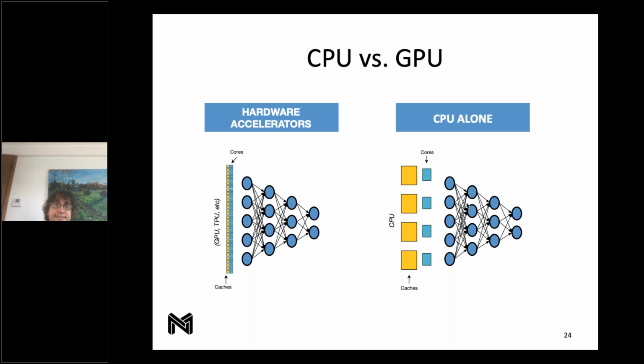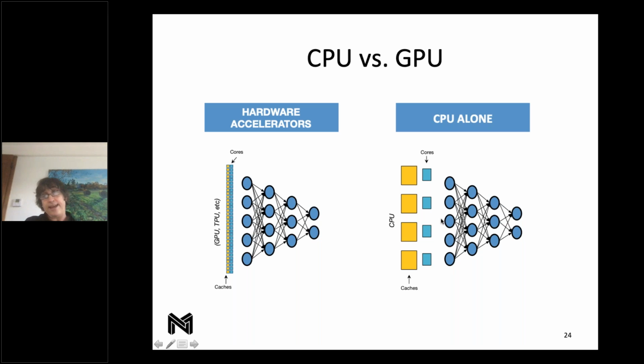So on a hardware accelerator, here's our neural network in blue, and we have thousands of cores, each of them with a very small cache and with incredible bandwidth to memory. So bandwidth to memory is 10x more than a CPU, even more than that. So great bandwidth to memory, lots of cores, but tiny caches.